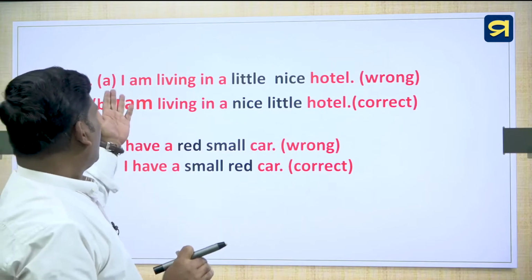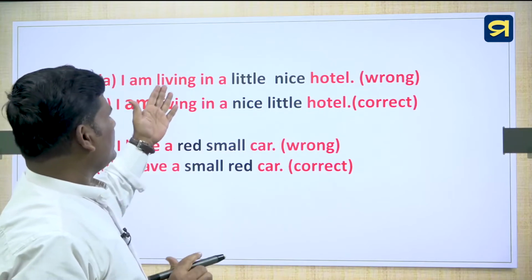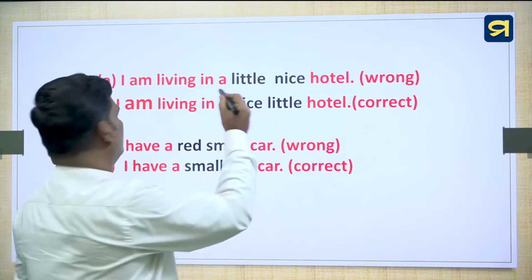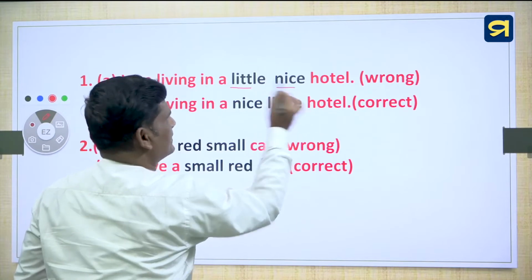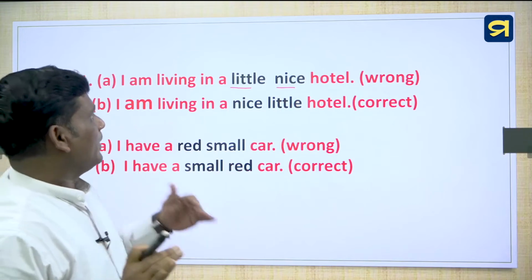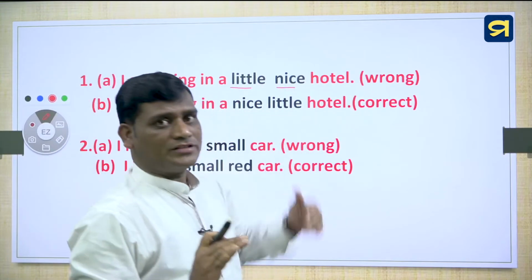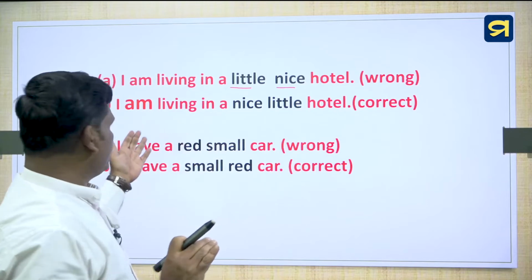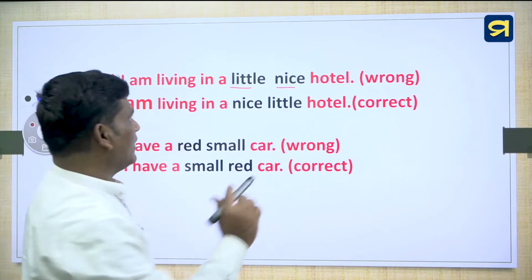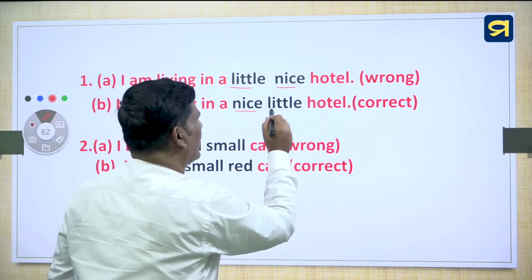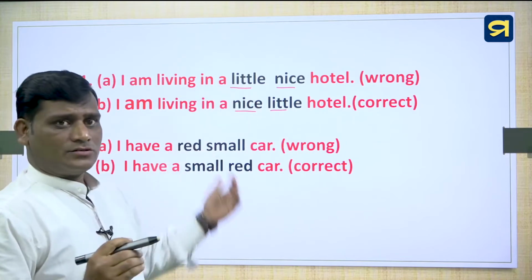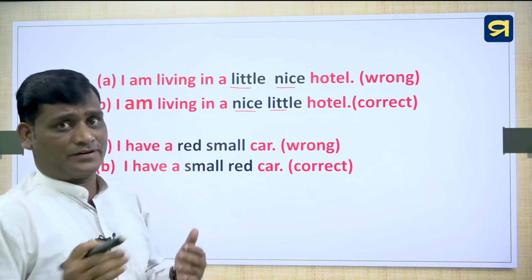Here, example 1 is written: I am living in a little nice hotel. There are two adjectives here, one is little and another is nice. The sentence may have two adjectives. But here it is written wrong. But in B, I am living in a nice little hotel, it is written correct. So why does this happen? Two adjectives here, two adjectives also here. The same adjectives but their position is different.